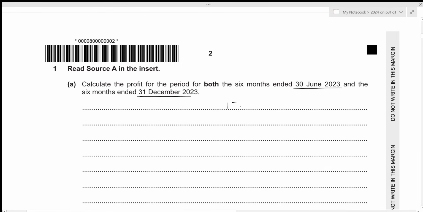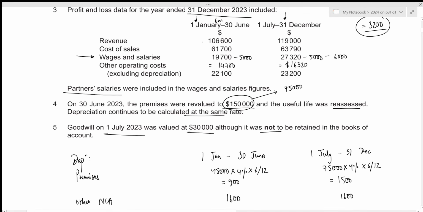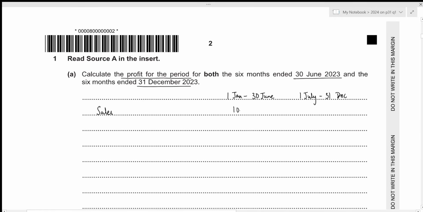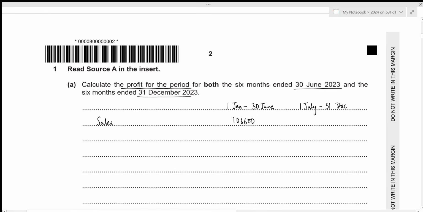So from 1st January to 30 June, we have one period. Then from 1st July to 31st December, we have our second 6-month period. And we are trying to calculate profit for the period, which is equivalent to preparing our statement of profit or loss. So we can start with the sales value. I think the revenue was given 106,600 for the first half, 119,000 for the second half.